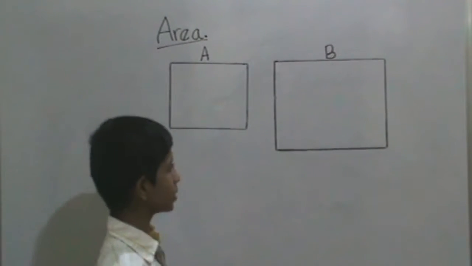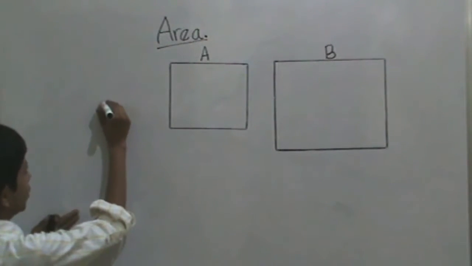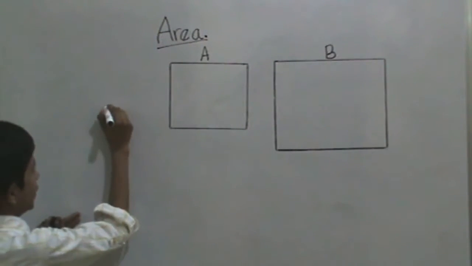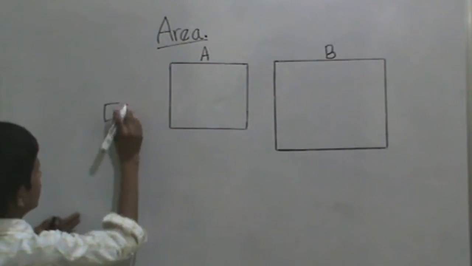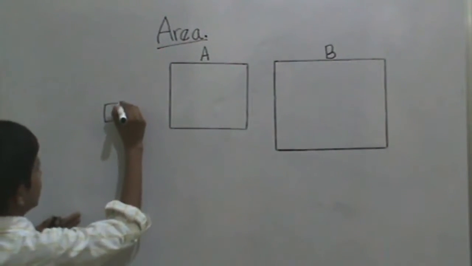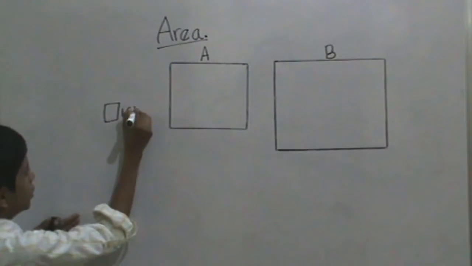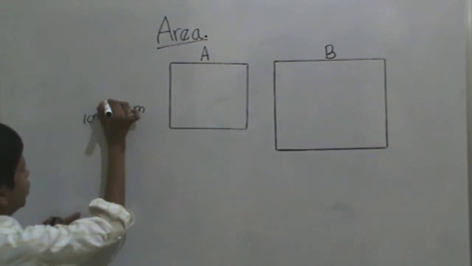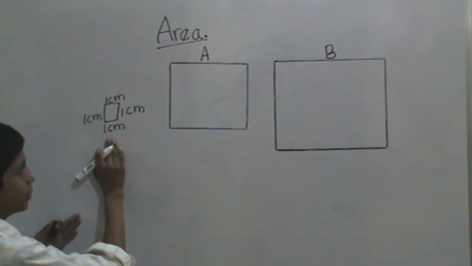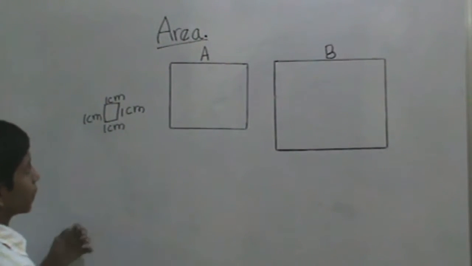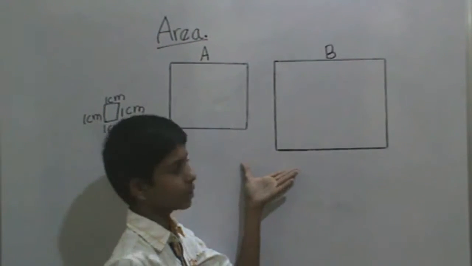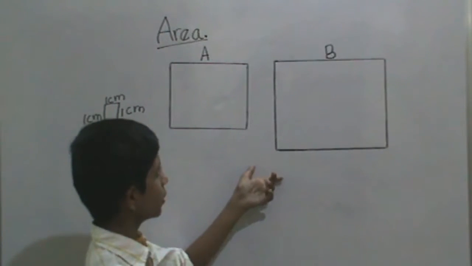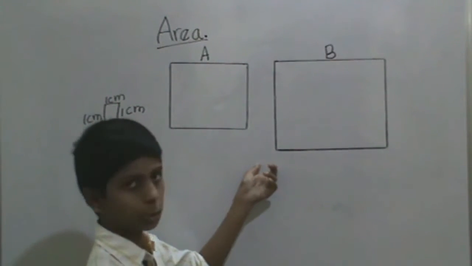First, what is a centimeter square? A centimeter square is a square that has 1 centimeter at each side. This is a centimeter square. Okay? Now let us split these two rectangles into centimeter squares and compare them, to see which is the bigger rectangle numerically.